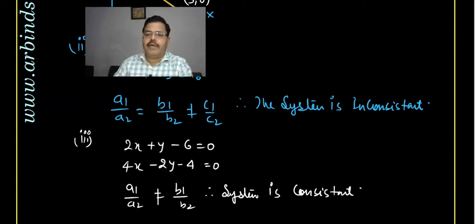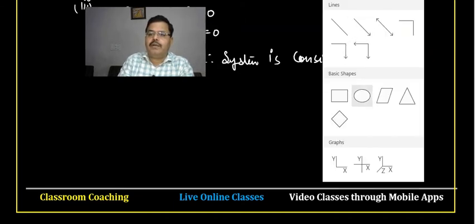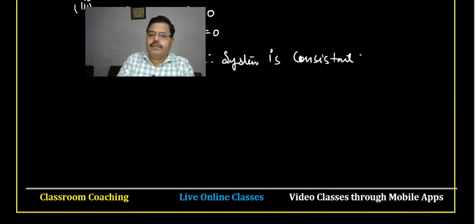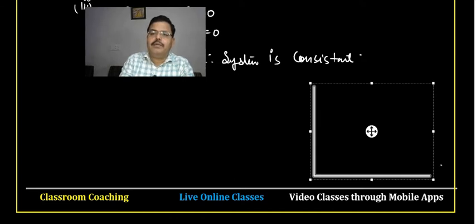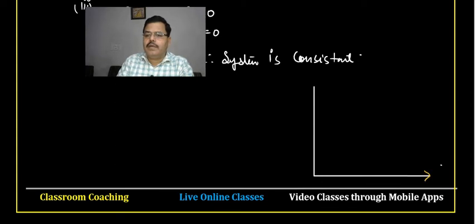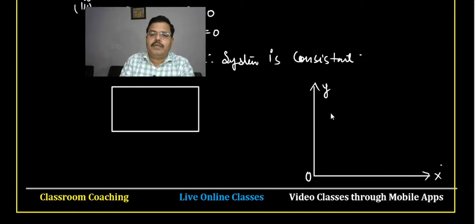Now to find the solution of this, we have to draw a graph, and the graph will be for 2x plus y is equal to 6. We can plot a graph here. This will be the x-axis and y-axis, like this is x and this is y. Let me plot the graph, and we have to make a table. You can prepare your own table, there is no problem, right? And we have three values.